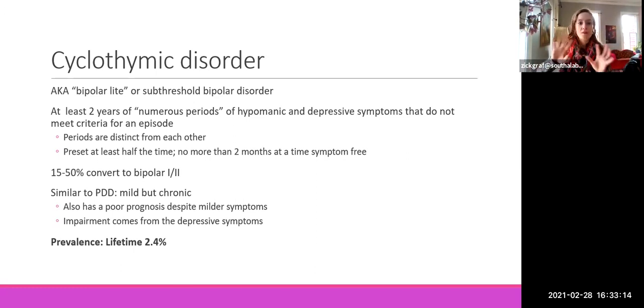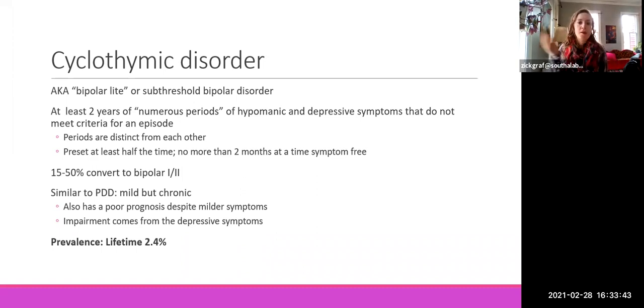So if during your periods of depression, you don't have 5 out of those 9 depression symptoms, or you don't have them persistently for 2 weeks, during the hypomanic periods, you don't have at least 4 of the symptoms of hypomania, but you do have some. In cyclothymic disorder, the hypomanic periods and the depressive periods are distinct from each other, and they may be separated by periods of being euthymic.